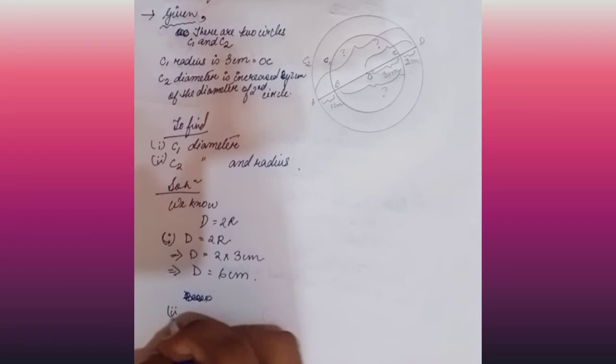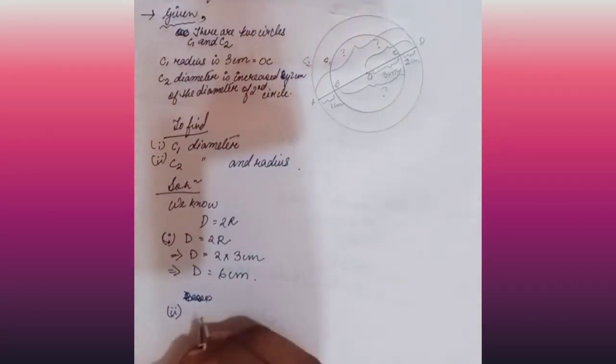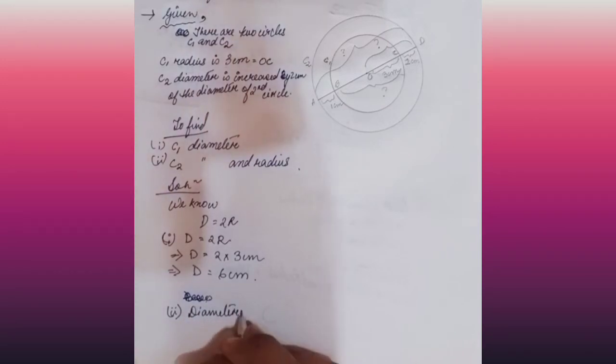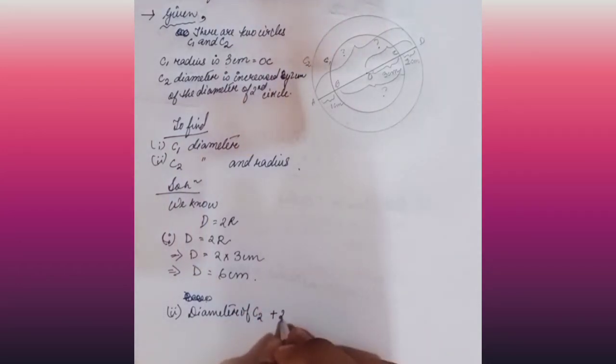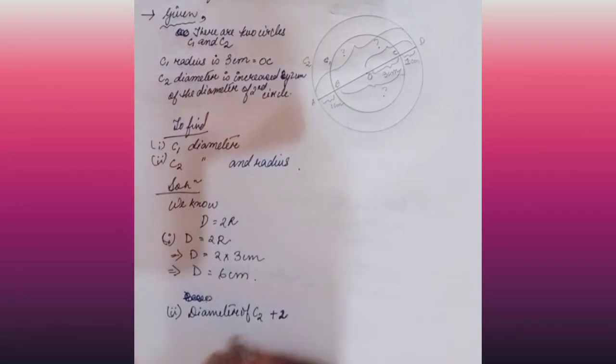Okay, number 2. We know that the diameter of C2 is increased, meaning plus 2. I directly wrote it, but you have to write increased by 2 of C1. So D equals 6 cm plus 2 cm, D equals 8 cm.